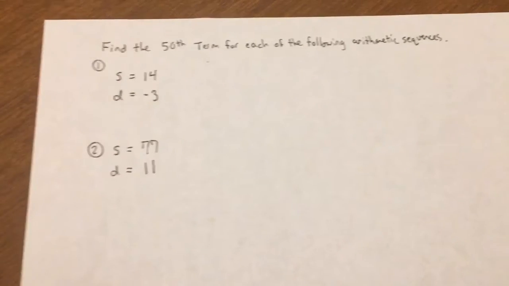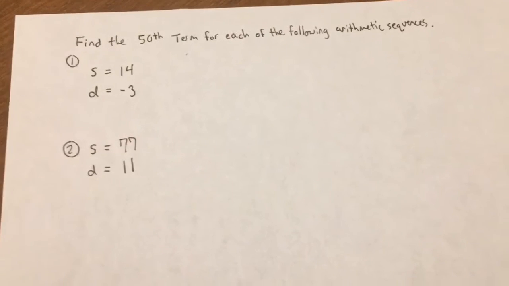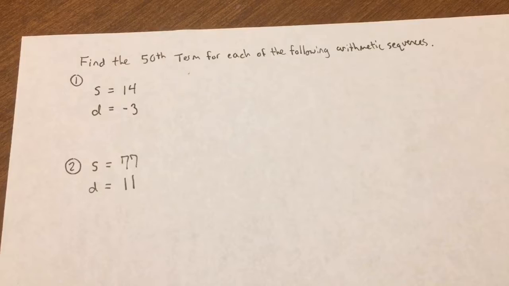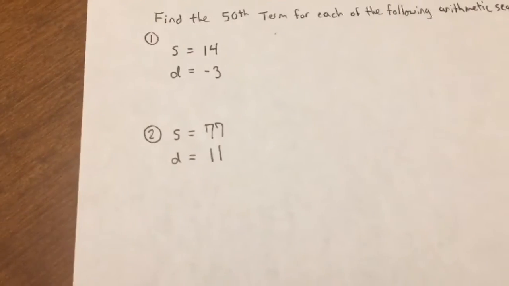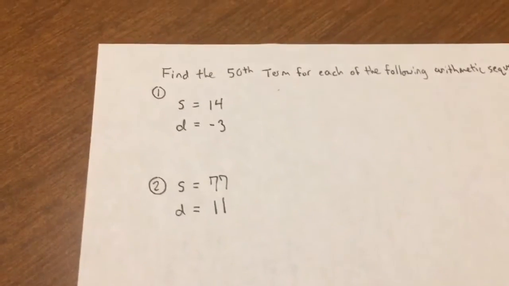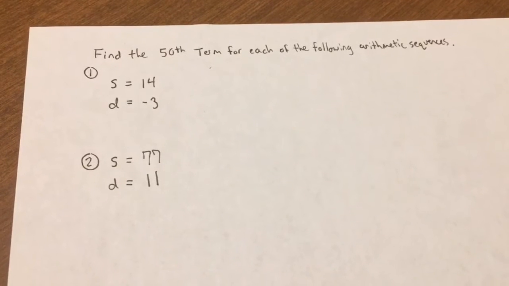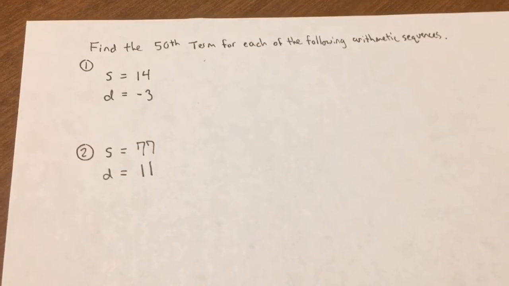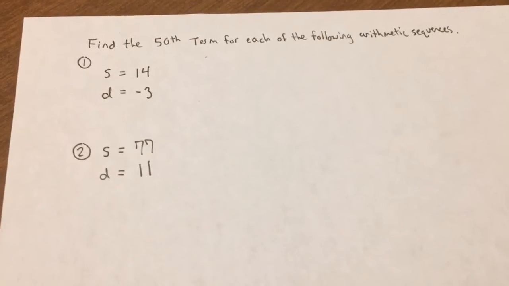Let's try a set of quick check problems out. For these two problems, we're going to find the 50th term for each of the following arithmetic sequences. You'll notice I haven't written out the number pattern, but I have given you the starting number and the common difference for each problem. Take a moment to figure out how you would write the formula out for each one. You can pause the video right here and set up your formulas, and then hit play once you're done.